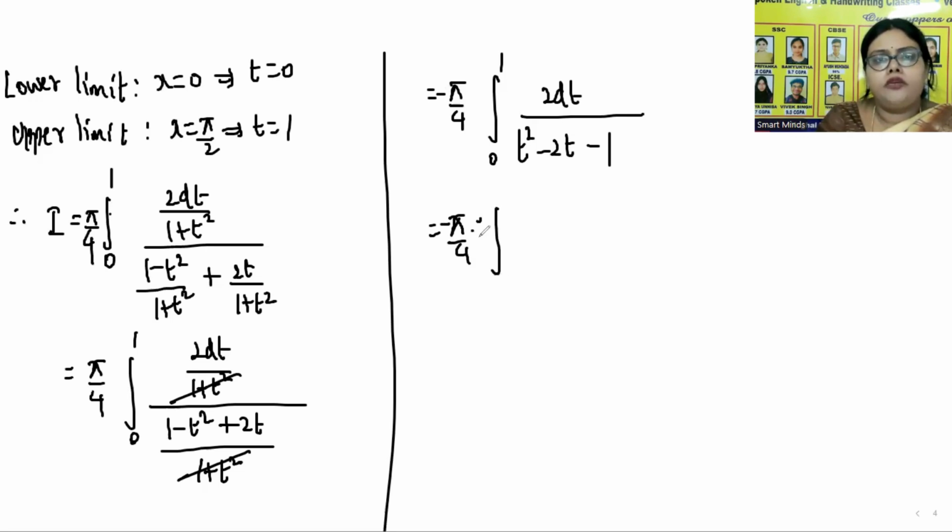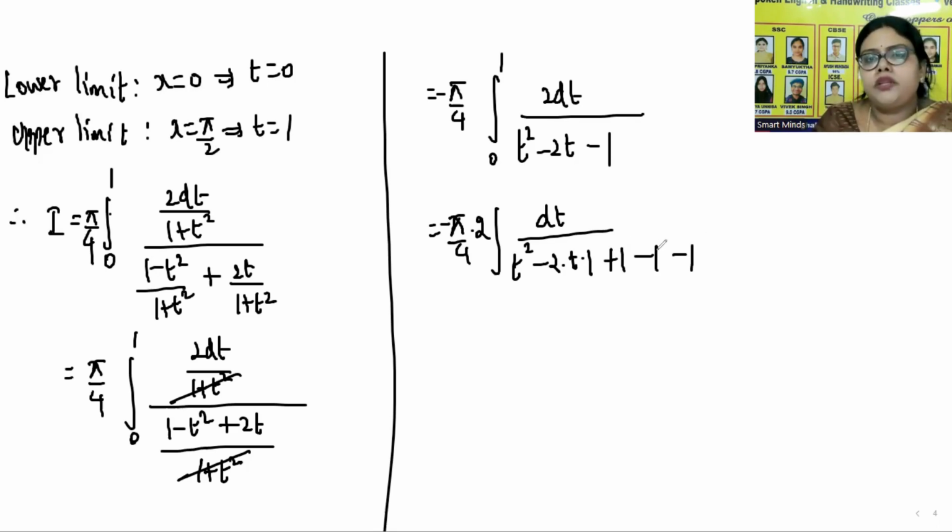Now if I take 2 outside, we will get dt by t square minus. Now here we are changing it as a plus b whole square or a minus b whole square. So this minus 2t I can write 2 into t into 1. Now in the place of b you have 1. So next term I want is plus 1. So we add and subtract 1. And already here you have a minus 1. That minus 1 I am writing as it is.